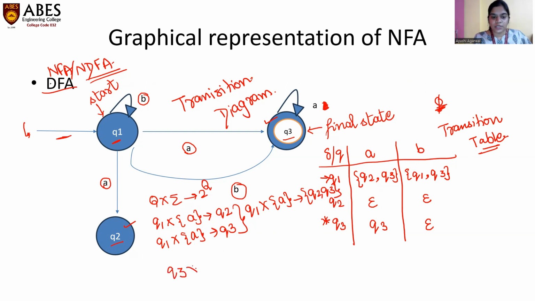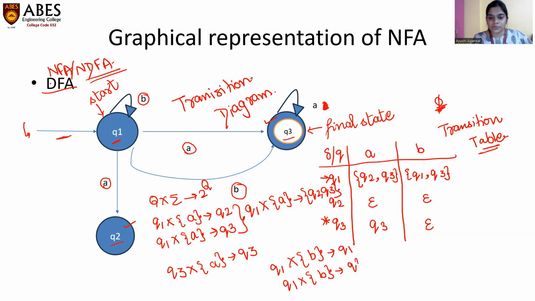For state Q3, it is having single input A and it is moving to state Q3 itself. So it is similar to DFA, but now let's see with Q1 with input B. For state Q1, over here it is B. With B, it is going to state Q1 first. Next, by reading input B from state Q1, it is moving to a new state, that is Q3.